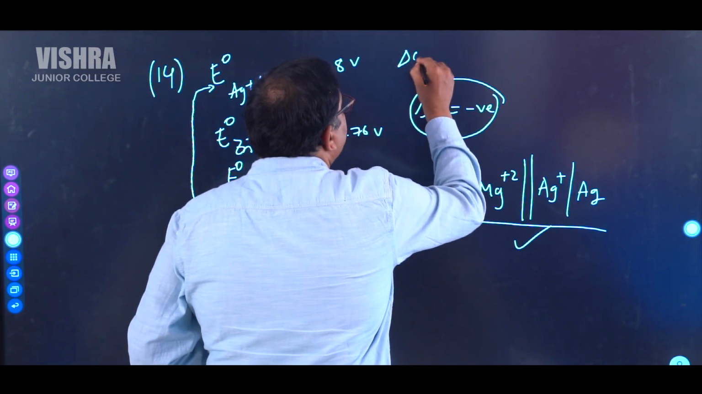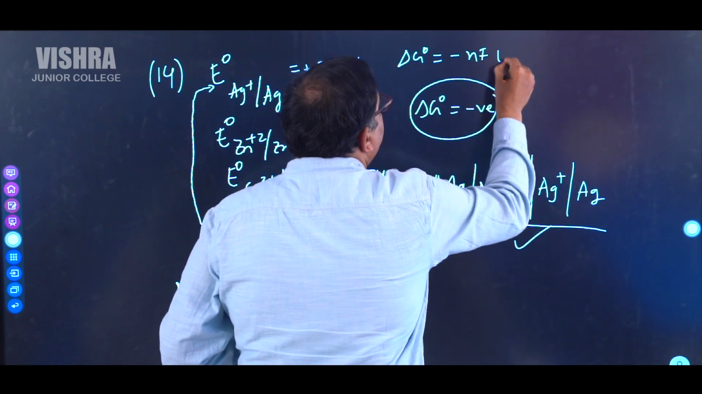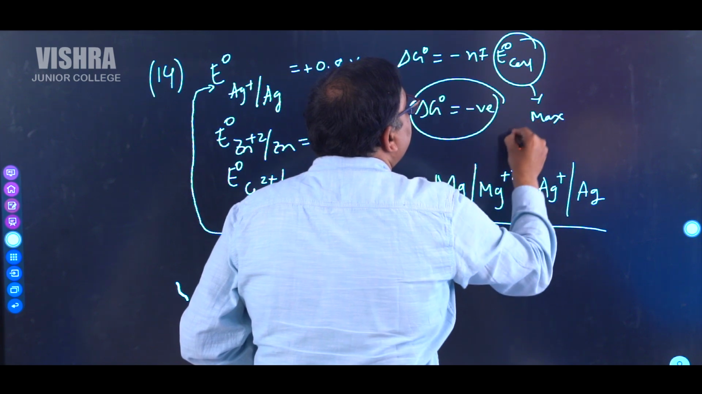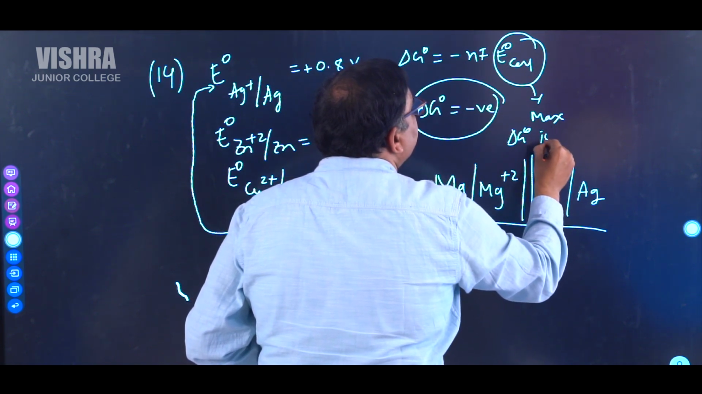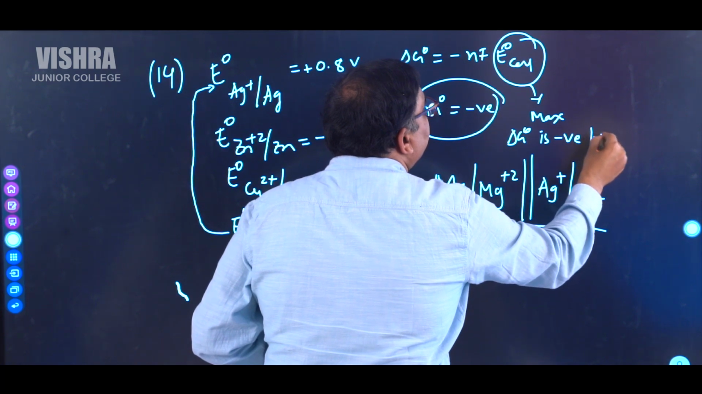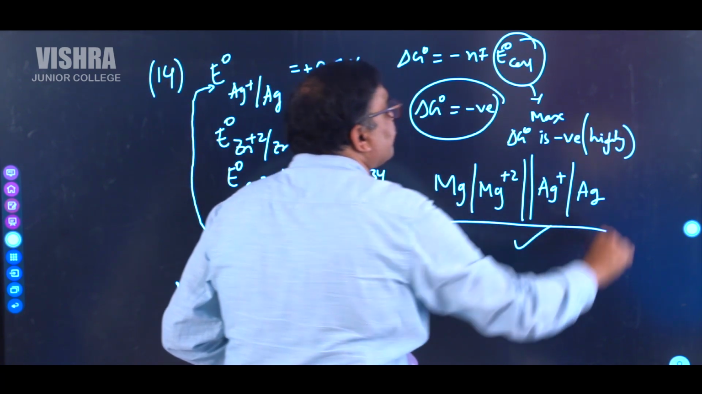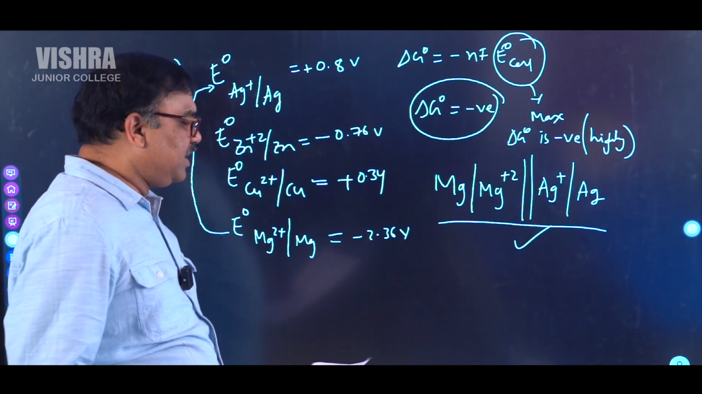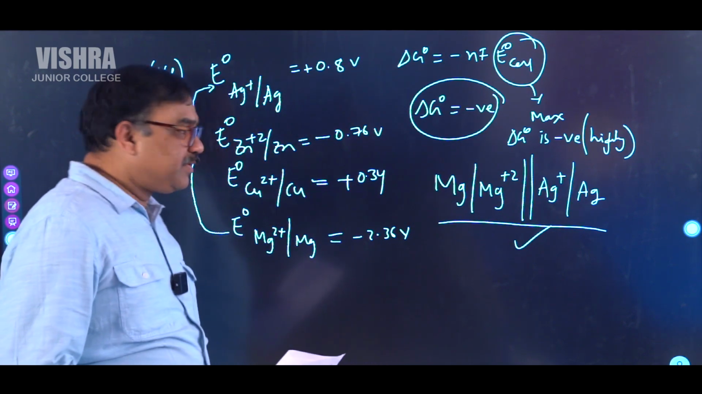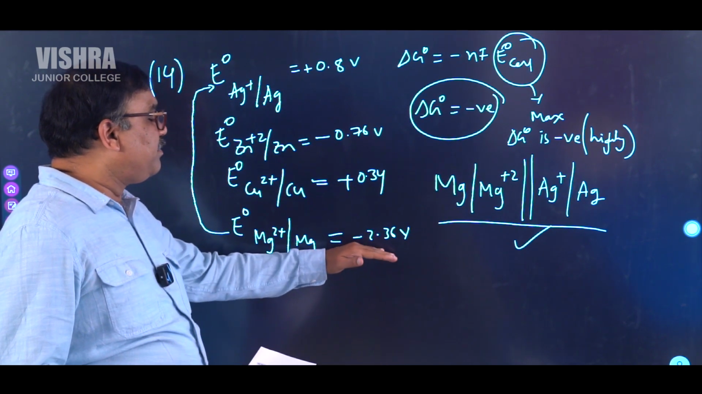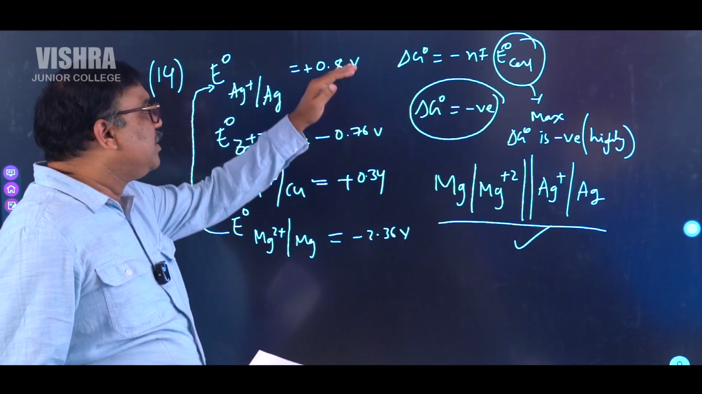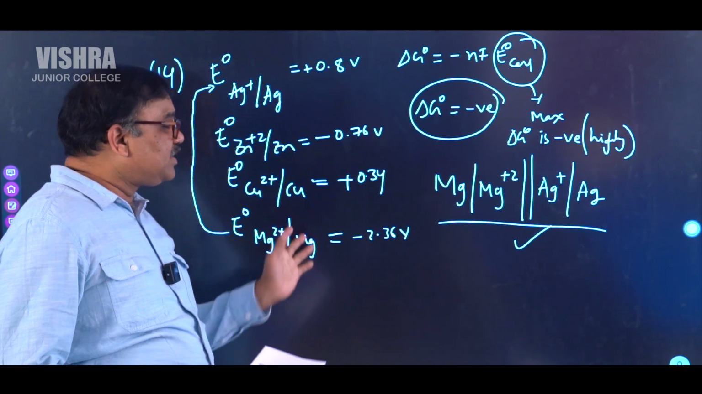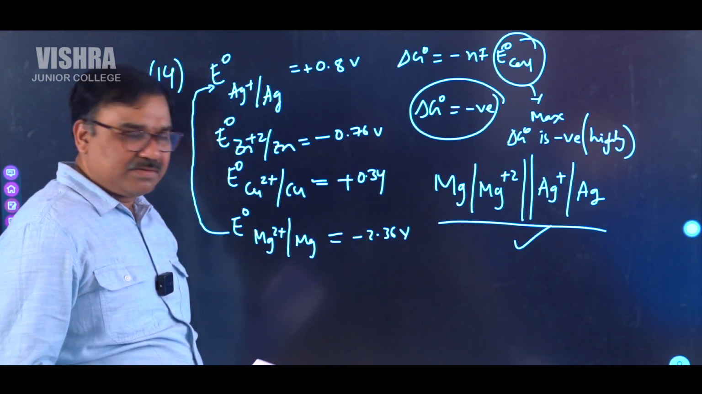All of you know that delta G0 is equal to minus nFE0 of the cell. Where E0 of the cell is maximum, delta G0 will be most negative. That is the concept. Delta G0 will be very highly negative when E of the cell is highly positive. So observe this. I think all of you understood. This is the big minus value, and this is the big plus value. Both of them you have to combine such that minus will come on the left hand side and plus will come on the right hand side. Simple.